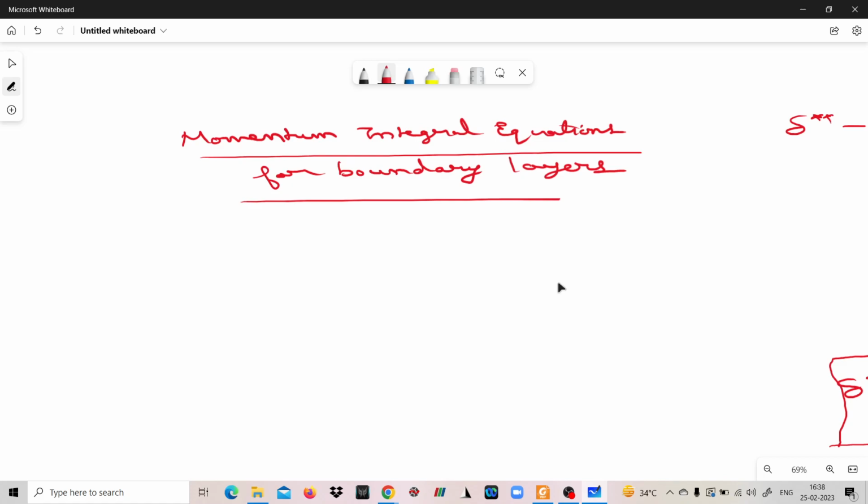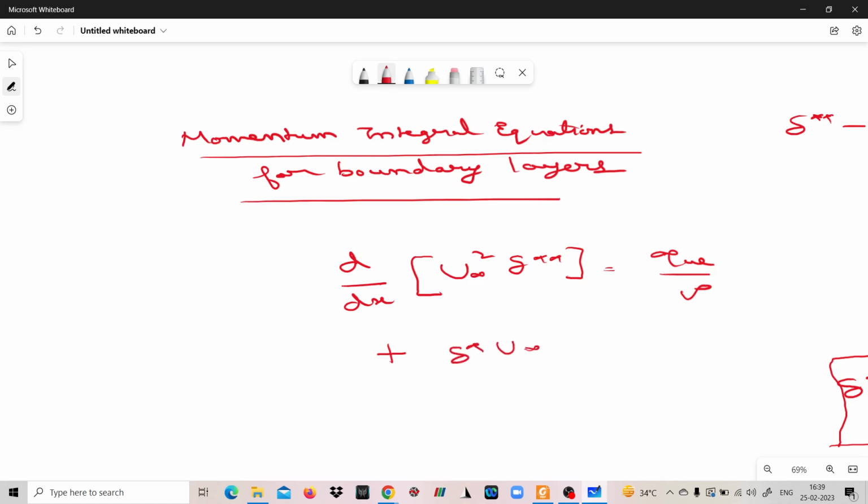So von Karman momentum integral equation for 0 pressure gradient is given by d dx of u infinity square del star star equals tau w by rho, where tau w is the shear stress on the wall. Okay, and if it is for a non-zero pressure gradient, just one single term will be added on the left hand side of this equation, which is delta star u infinity du infinity by dx.